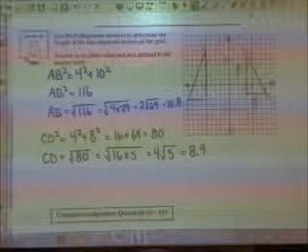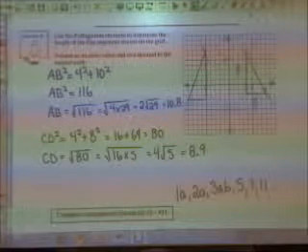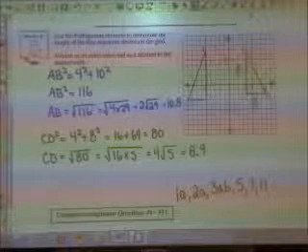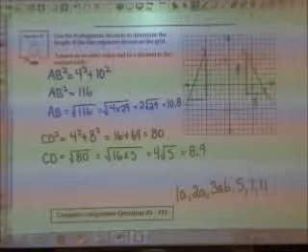Okay, so the questions that I would like you to do are questions 1A, 2A, 3AB, 5, 7, and 11.